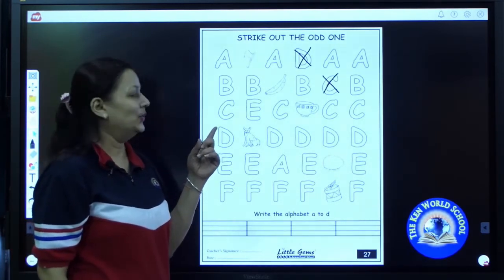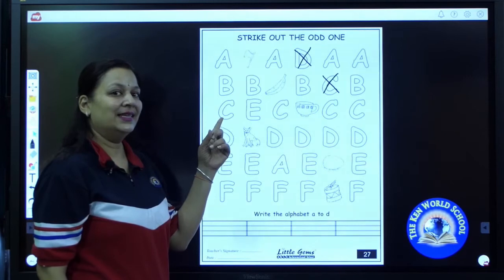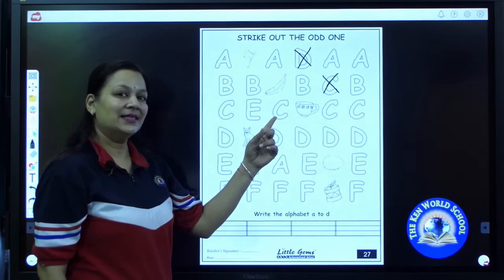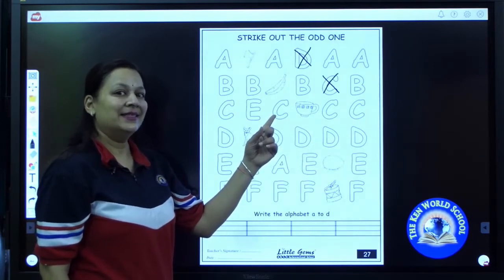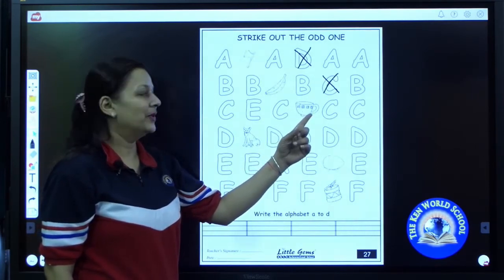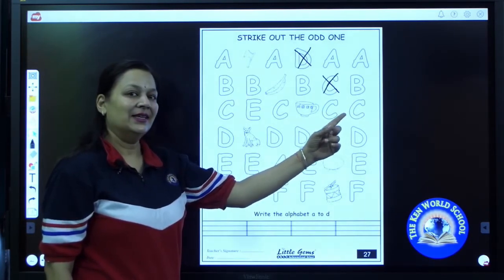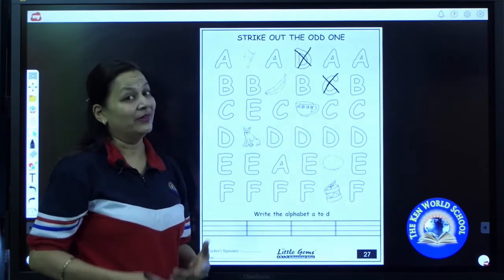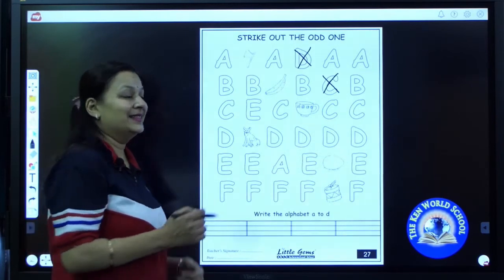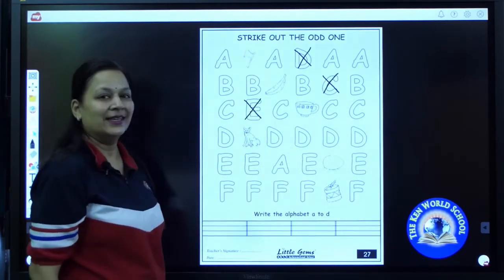Now come to the next row. Which letter is this? C. C says K. Which letter is this? E. Which letter is this? C. C says K. C as in cup. Which letter is this? C. Again it's C. So this is the row of C. But one letter is different now. So which is that? Yes, it's E. So we will put a cross over it. Have you all done?